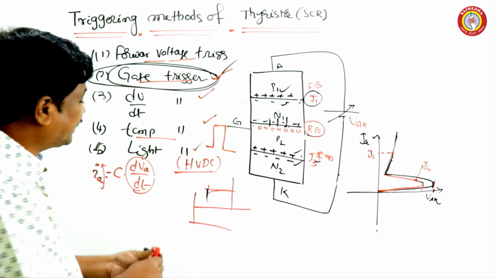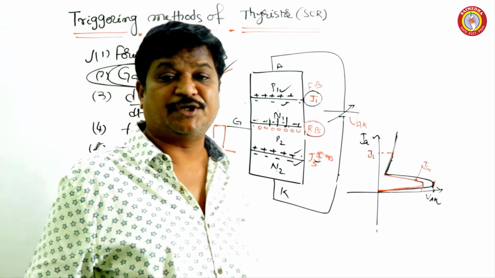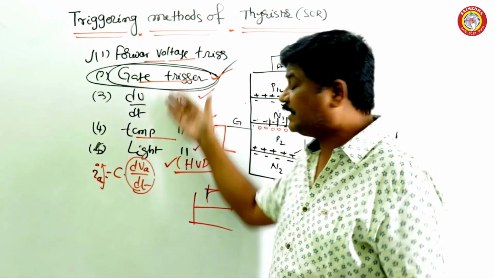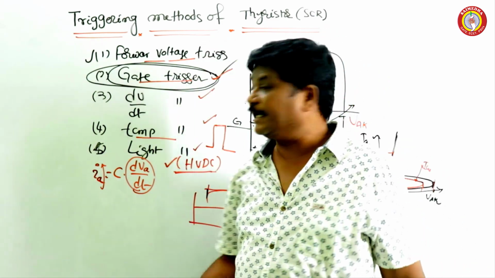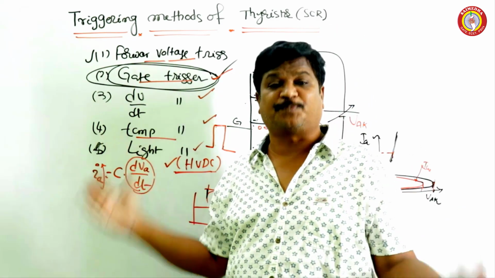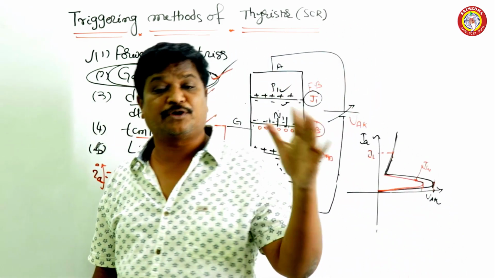This is an important objective question in examinations. Which of the following triggering is used in HVDC for thyristors or SCR? And among all these, which of the following methods is the most popular method of triggering? Gate triggering is the most popular method. When I started this class, what was the objective question? We have got it.